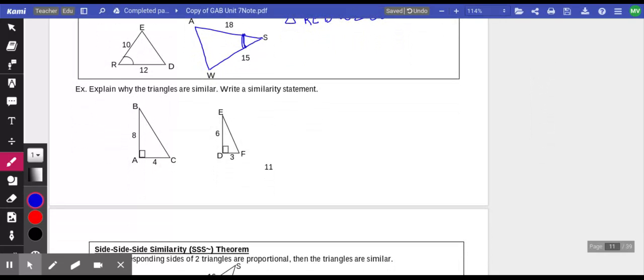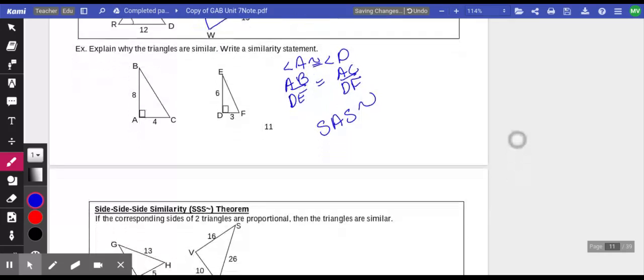Explain why these are similar. So these are similar because angle A is congruent to angle D, and AB over DE is equal to AC over DF. So they're similar by side-angle-side similarity.